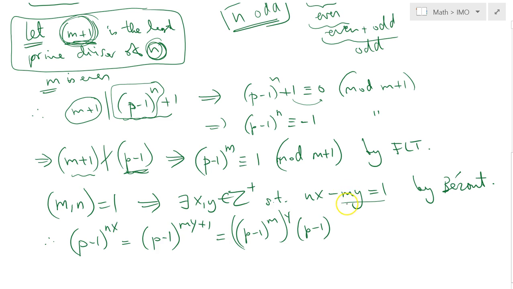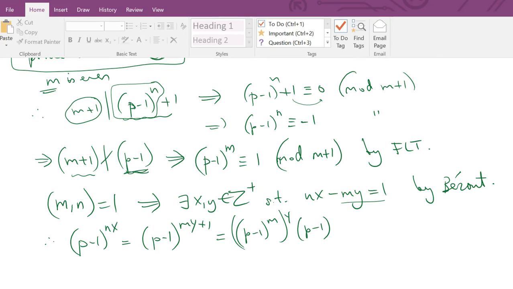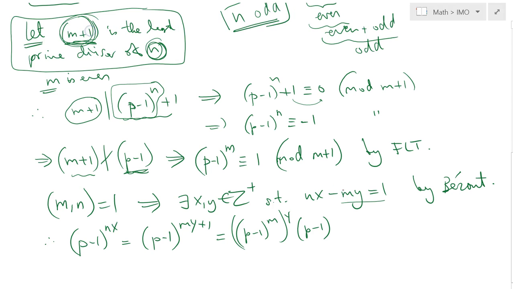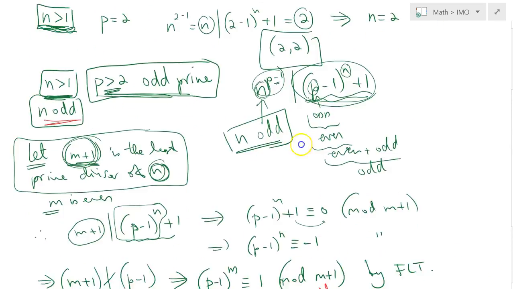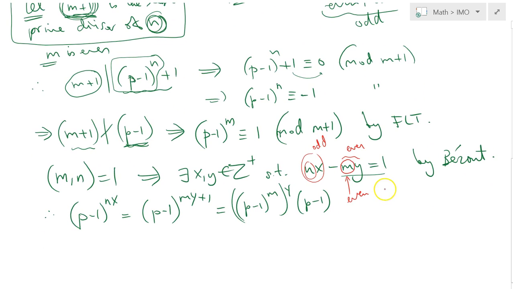So we know that m itself is even. Let me write that down here. So this m here is even, making the product my even, and so therefore nx must be odd, right? But n itself is odd, so we have established it early on. So because n itself is odd, this would imply that x itself must be odd.